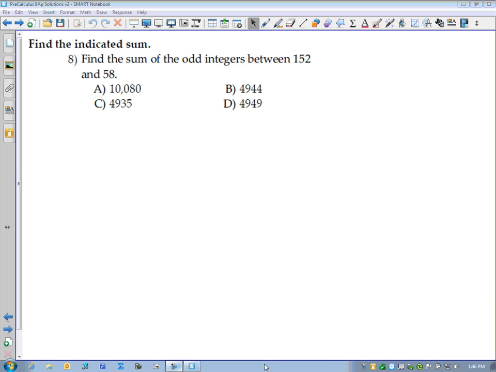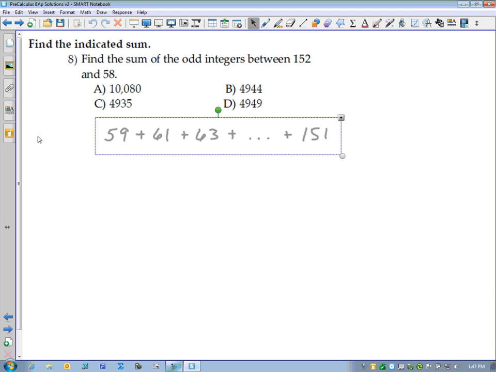This is problem number 8, where we are asked to find the sum of the odd integers between 58 and 152. And this is basically the same thing as looking at the sequence from 59 to 151, looking at the odd numbers, and then taking the sum. So it'll be 59 plus 61 plus 63 all the way up to 151.